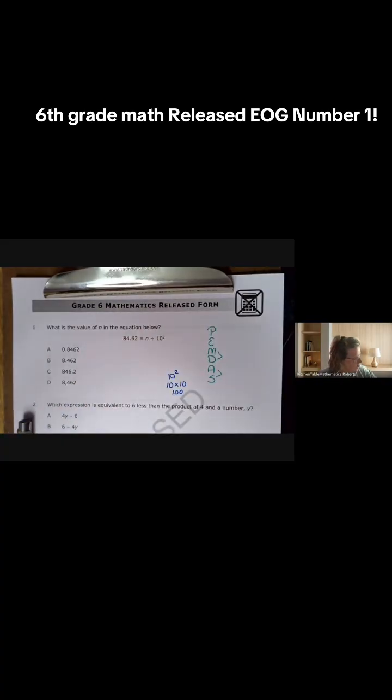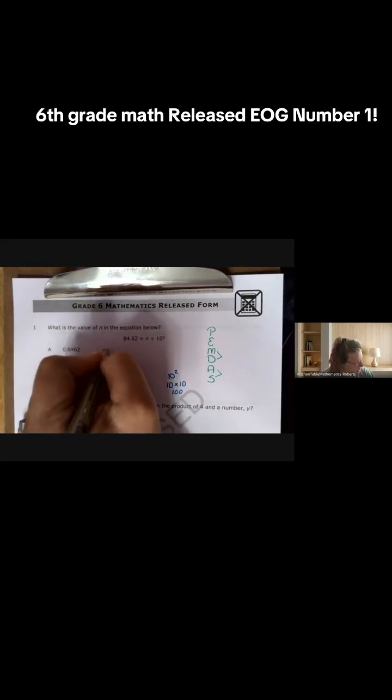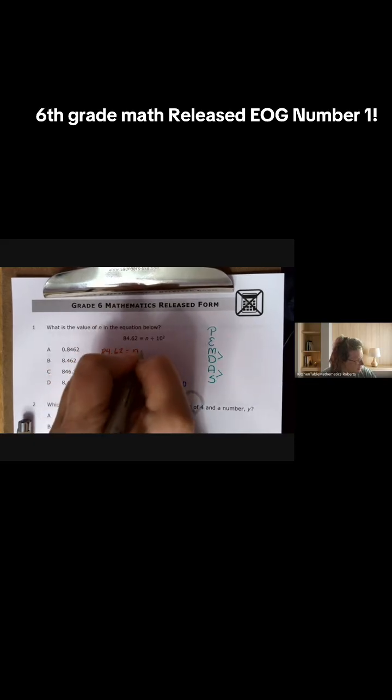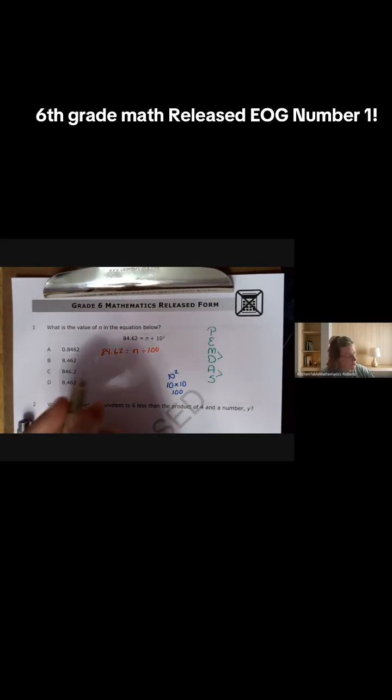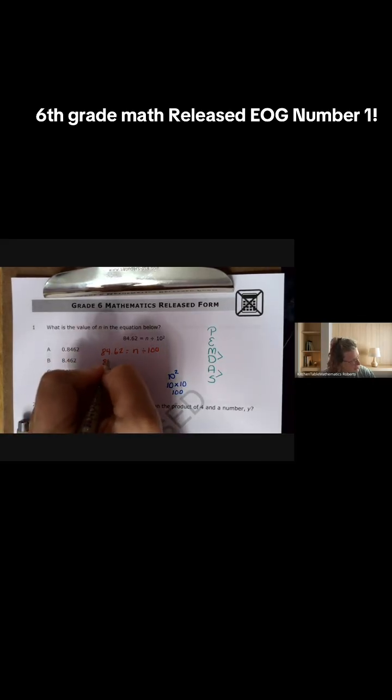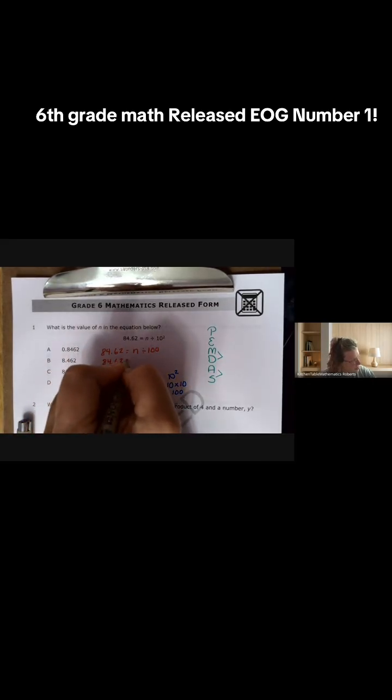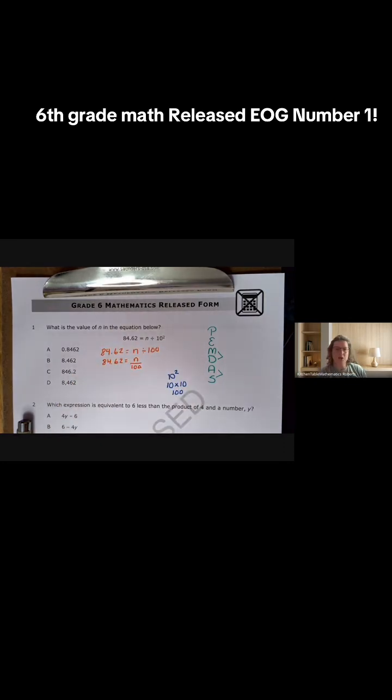So we are going to go up here and write the equation. 84 and 62/100 equals n. We're going to rewrite it divided by 100. Most students would see this normally written like this. We're going to have that fraction line that tells students to divide. That's basically what that is doing.